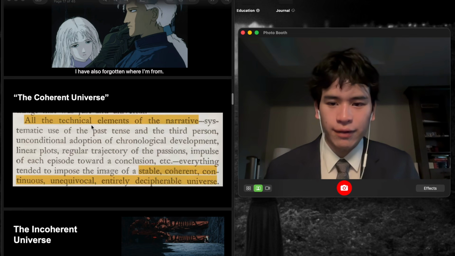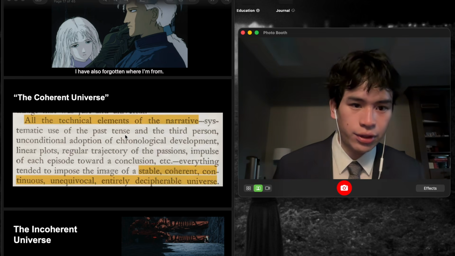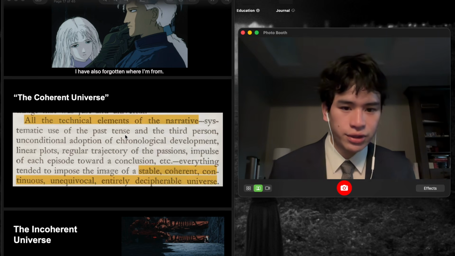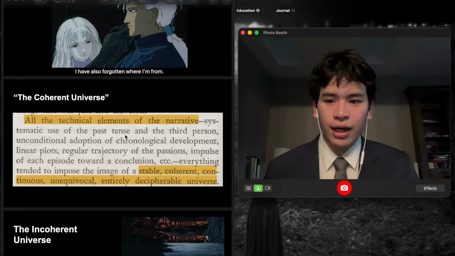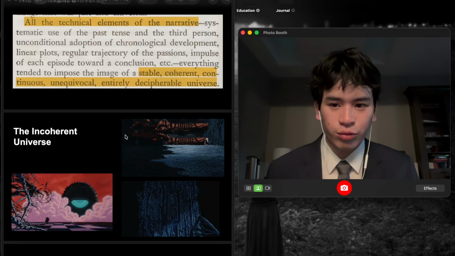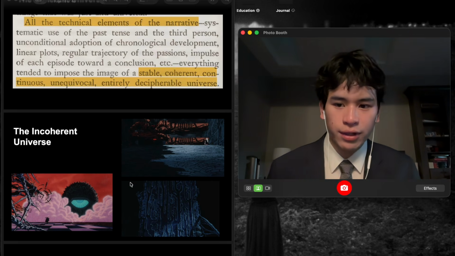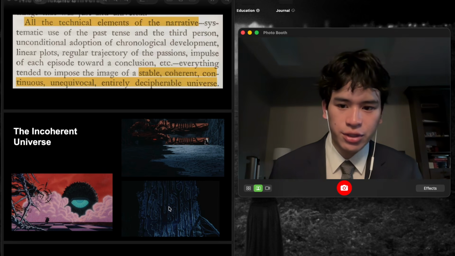And so he says the old novel is really based around, again, this idea of a coherent universe, right? Where everything makes sense. Everything is stable and decipherable. You can understand the characters, the setting, the symbolism. I would say Angel's Egg is pretty radical and, again, such a perfect example of the Nouveau Roman because its universe is incoherent. So I have here three images from the film.